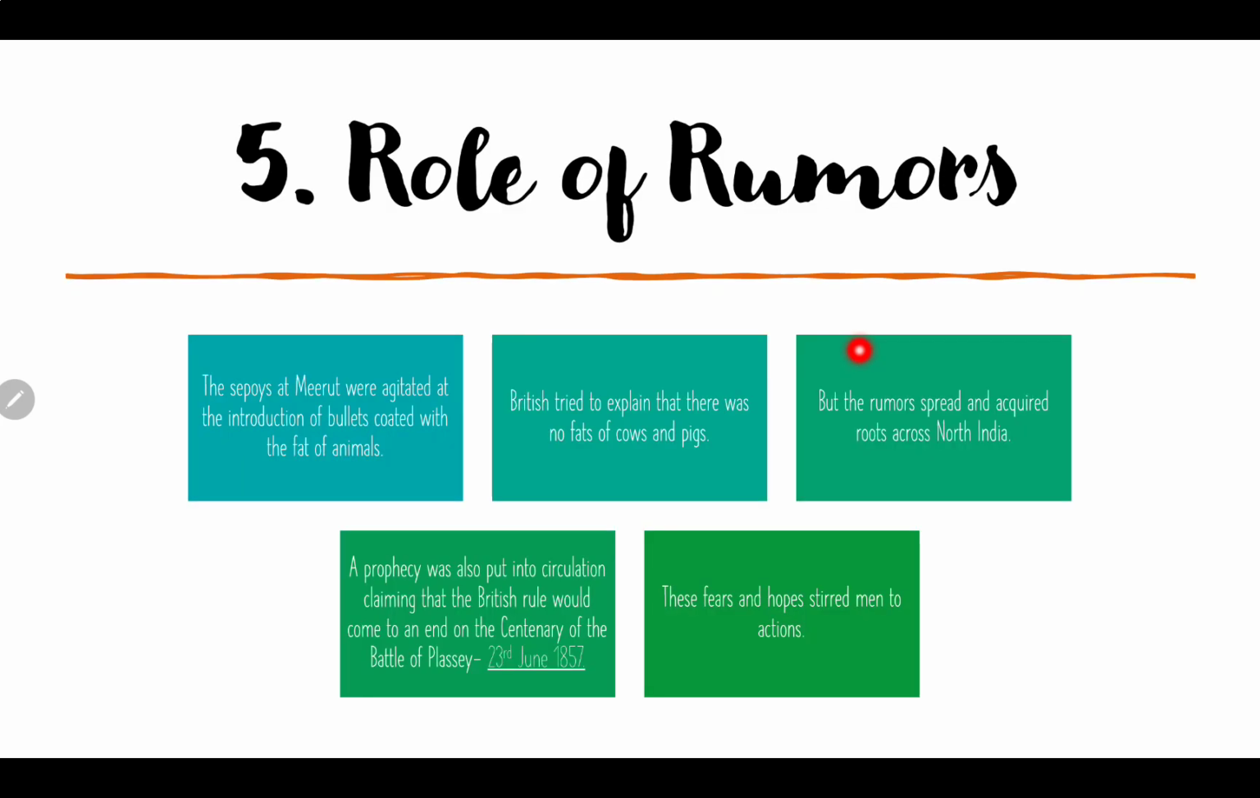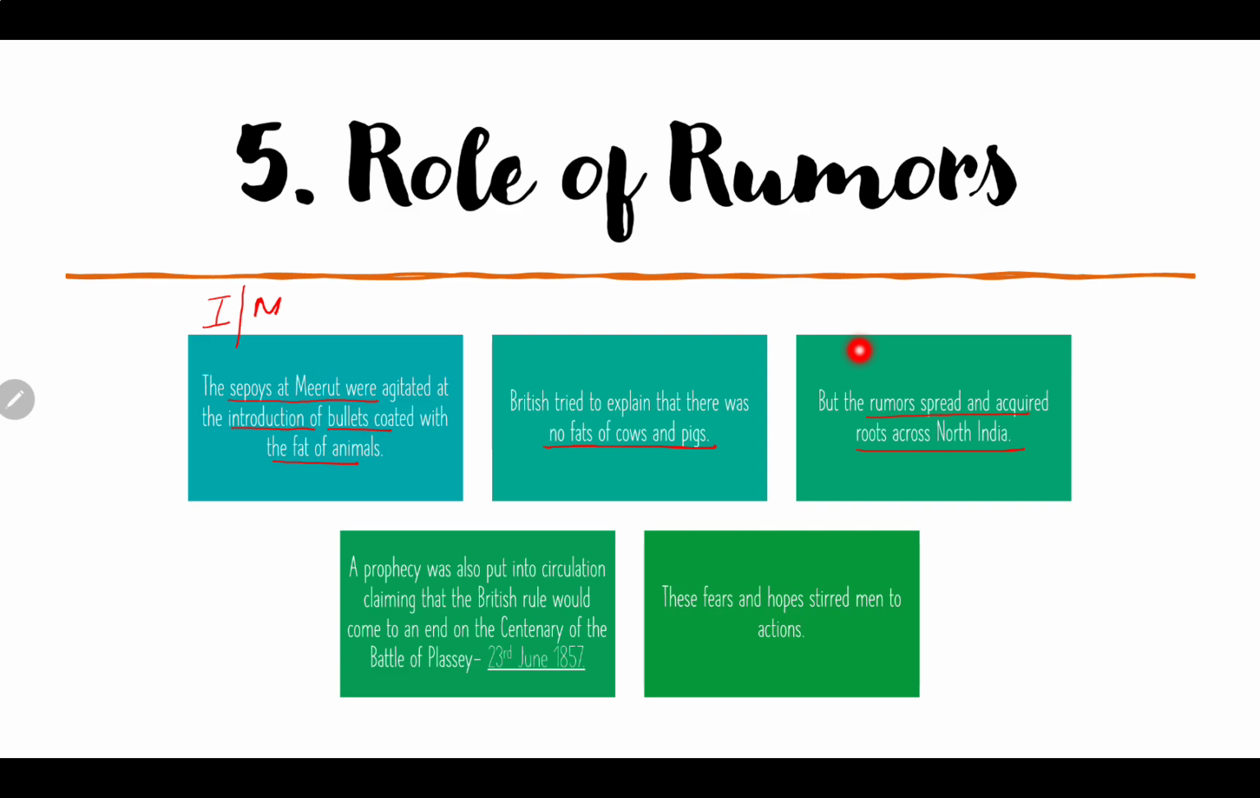Role of rumors. Now, rumors also played a very great role. The sepoys at Meerut were agitated at the introduction of bullets coated with the fat of animals. Now, these were Hindus as well as Muslims, and they were irritated because the bullets being used at that period of time were coated with the fat of cows and pigs. The British tried to explain that there was no fat of cows and pigs. The British told them it was just a rumor. But the rumor spread and acquired roots in northern India also.